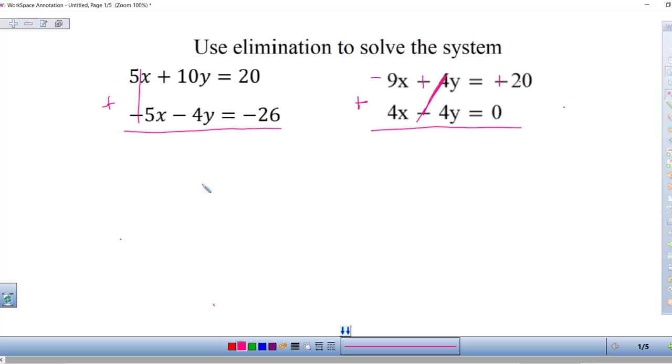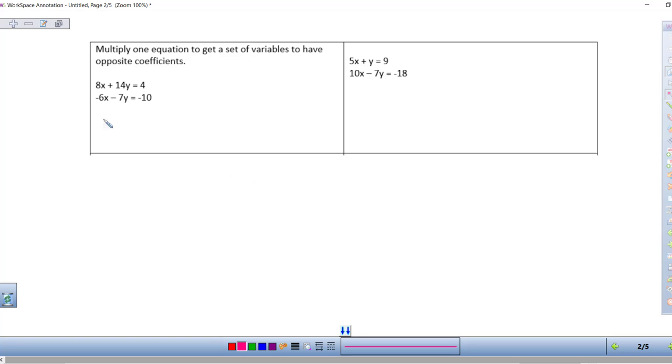The last class we did those where they already eliminated or we just had to change the sign. Today we're going to look at what if I have to multiply by a different number. So I'm looking here and I don't see opposites and I don't see just the sign that is wrong. 6 and 8, 14 and 7. I think, what could I multiply by to get them to be the same number but opposite? So 6 I can't multiply to get to 8, but I can multiply 7 to get to 14.